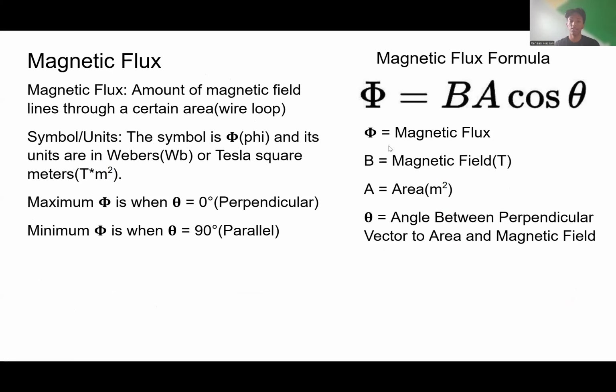So the magnetic flux is phi. The B is magnetic field in Teslas. A is the area in meters squared. And theta is the angle between the perpendicular vector to the area and the magnetic field, in degrees.